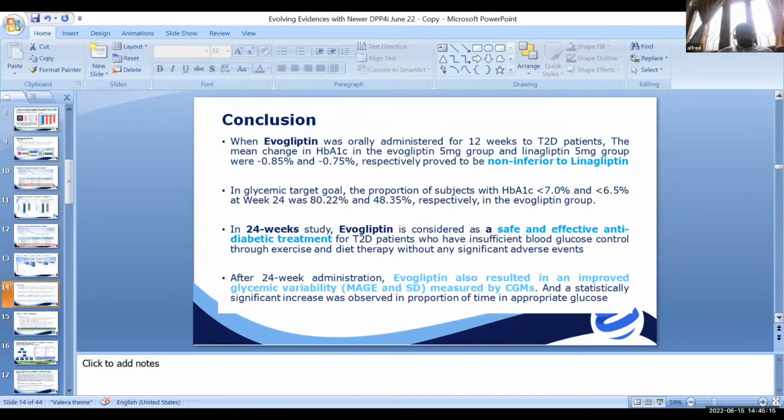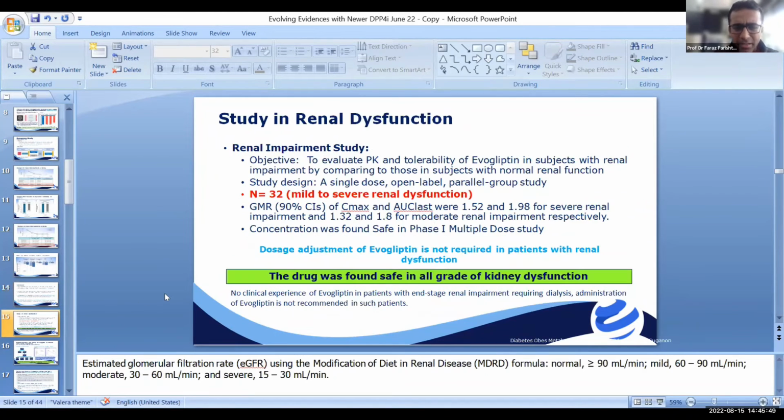So to conclude, when Evo was orally administered for 12 weeks to type 2 diabetic patients, the mean change in A1C versus Lina was 0.85 and 0.75 in the Lina group. This proves its non-inferiority to Lina. It is considered a safe and effective anti-diabetic drug for diabetes patients who have uncontrolled disease. At 24 weeks, Evo also resulted in improved glycemic variability measured by the CGMS. I think this is a very important factor which makes it a little different from its fellow colleagues.